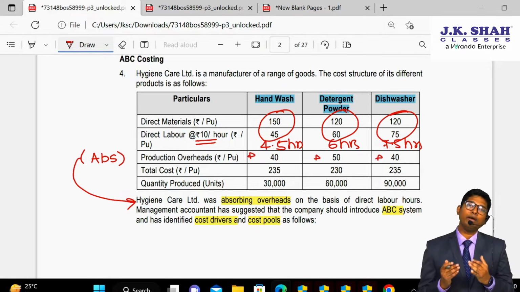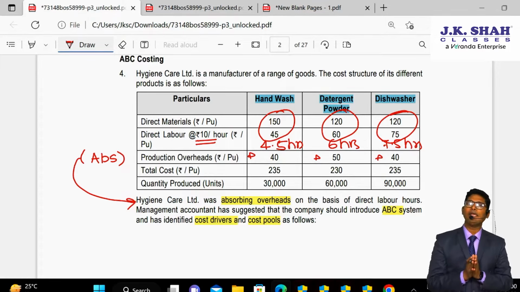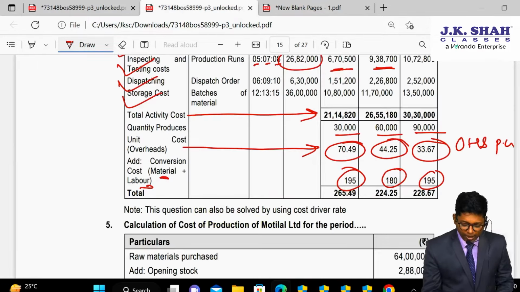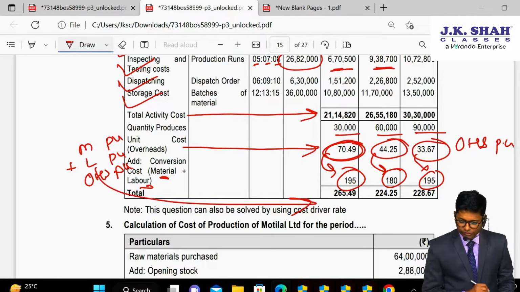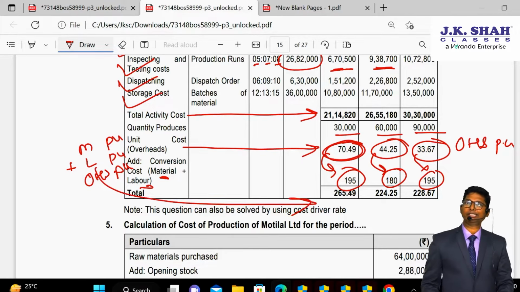but instead of adding overhead according to absorption, in the first column overheads were given on absorption basis, and according to activity cost basis this is the amount of overhead. So they simply added both the things. So in short, material plus labor plus overhead per unit will give you this total. And here is the end of this discussion.